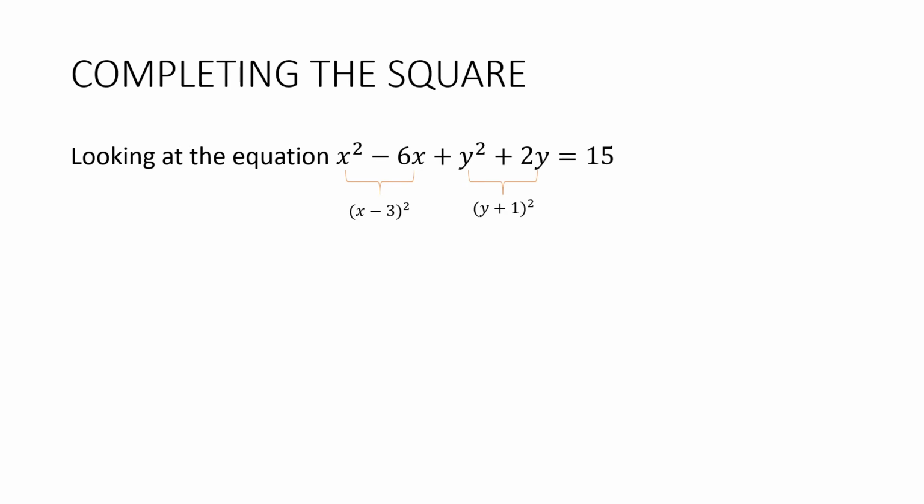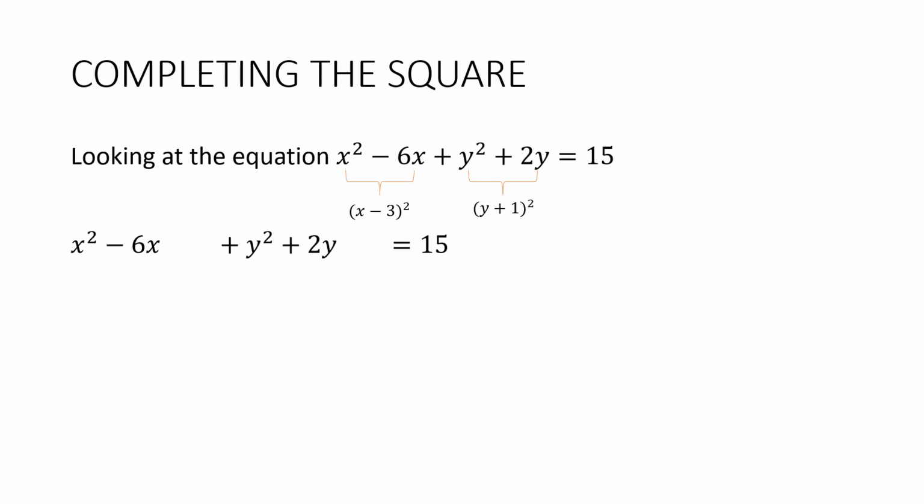So looking at that equation, I want to turn the x squared minus 6x into x minus 3 all squared, and the y squared plus 2y into y plus 1 all squared. So the first thing I'm going to do is rewrite the equation and adjust it slightly so I've got some gaps to complete the square. Alright, do you remember how to do this?